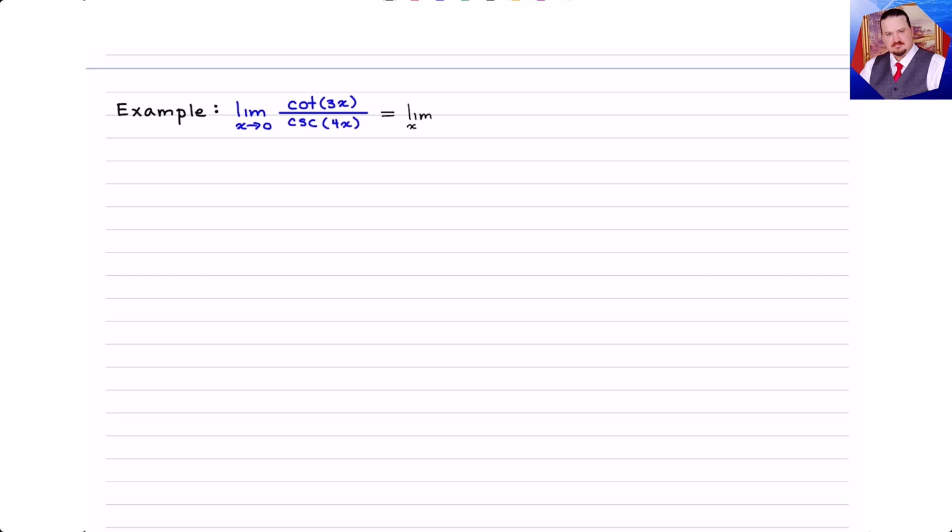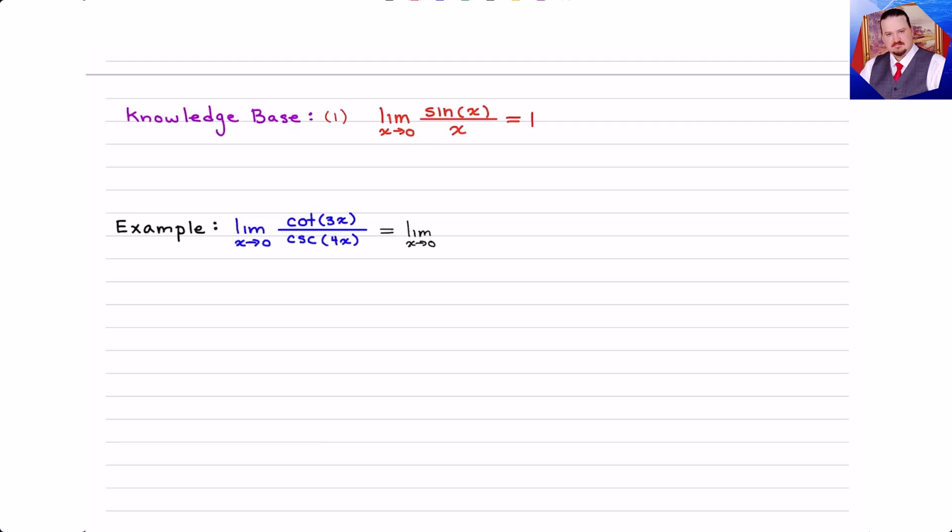And let's actually pause here. What would my knowledge base be? So our knowledge base would be that... Of course, we're going to use that at the end. We would also have that cotangent of x is equal to what? Cosine of x over sine of x. Need that. And number 3 would be that cosecant of x is 1 over the sine of x. So that's our plan, to write each of these two functions in terms of sine and cosine separately.